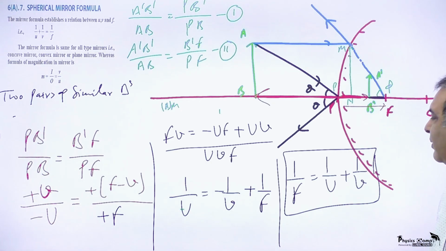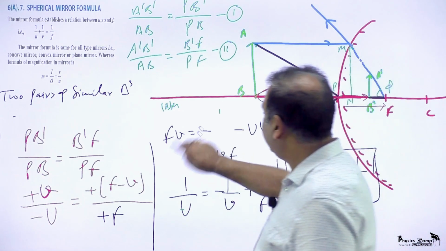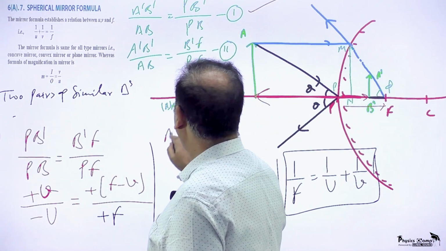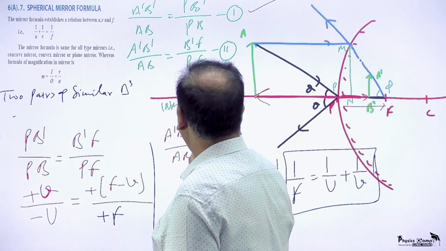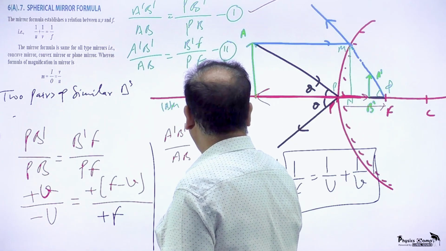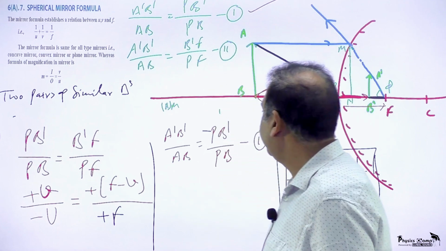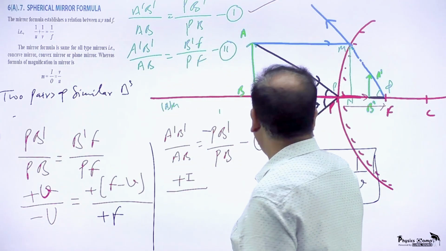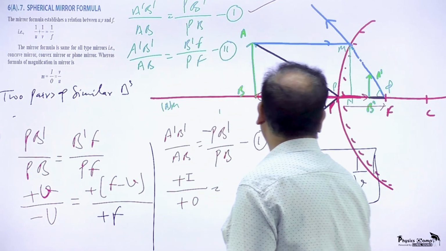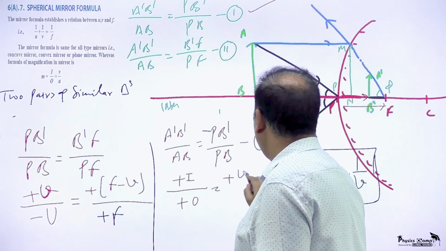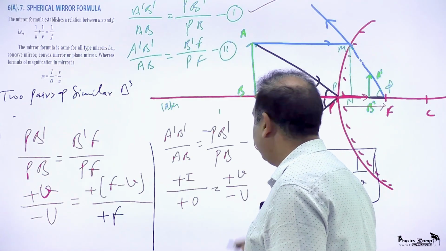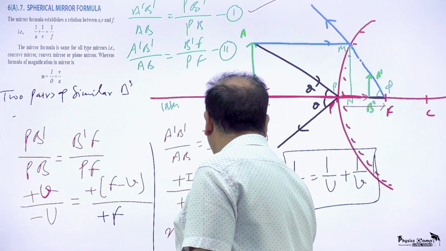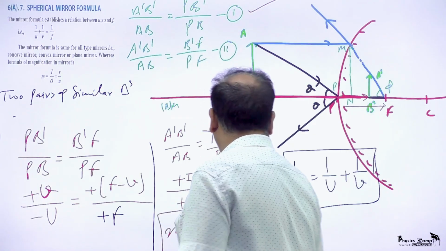And then let's look for magnification. We use this equation number 1 here: A dash B dash by AB is equal to PB dash by PB. A dash B dash is plus I and AB is plus O. PB dash is plus V, but PB is minus U. So the magnification here is I by O is equal to minus V by U, and that's how you have got both the relations in a convex mirror.